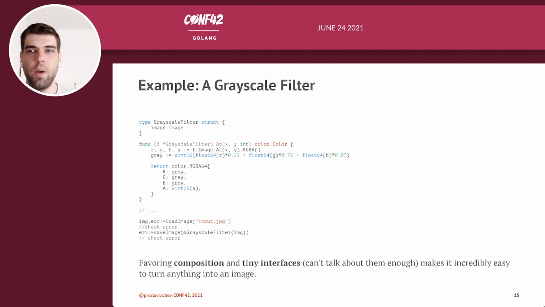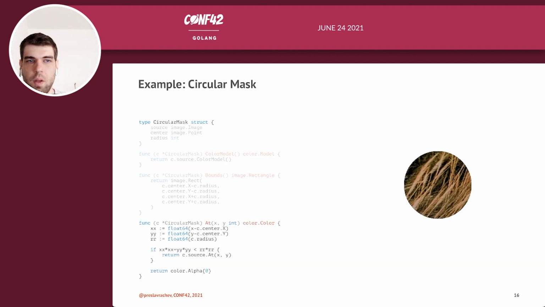All right, let's look at one example. I think there's no better way to speak about composition than the concept of image filters. A filter can be an image too, wrapping its source in itself. If we implement all the methods that satisfy the image interface, we could then use our filter in any other place that accepts an image.